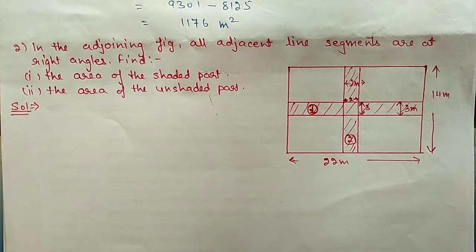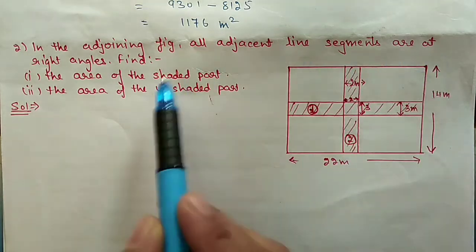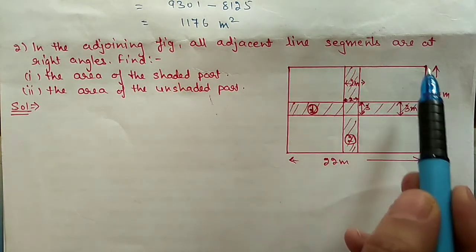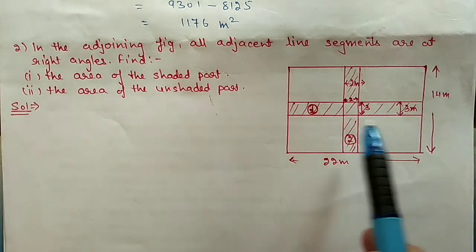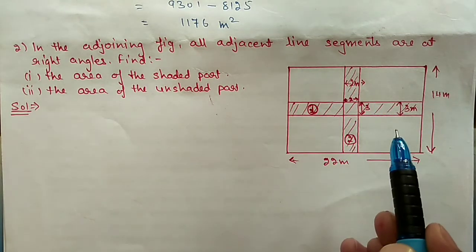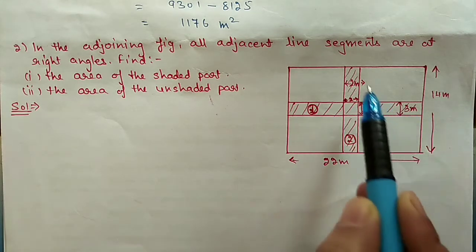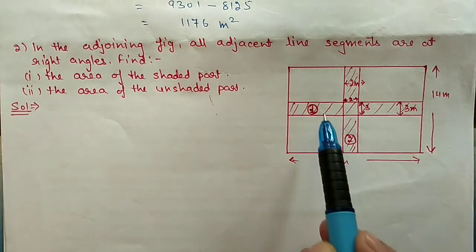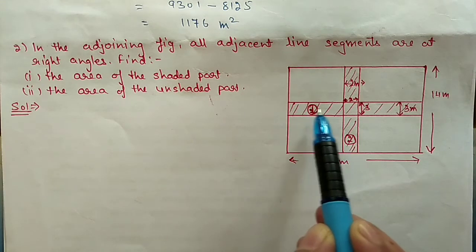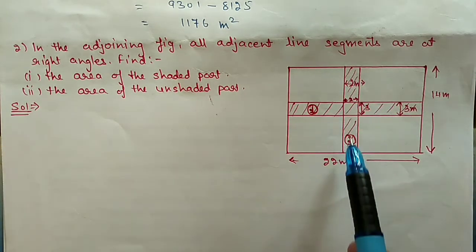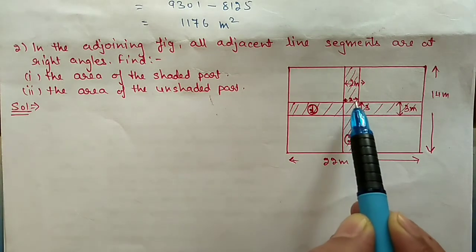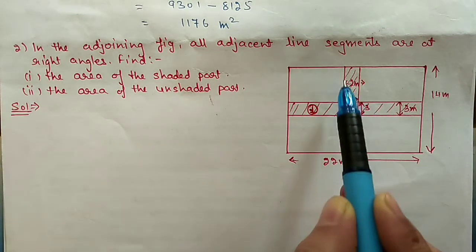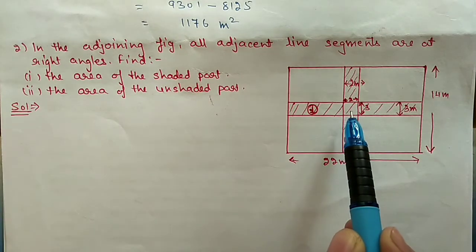Next, question number 2. In the adjoining figure all adjacent line segments are at right angle. Find the area of the shaded part and find the area of the unshaded part. So all line segments at right angle means these are rectangles. This is one big rectangle, this strip is also one rectangle, this is also one rectangle. So first we have to find the area of this shaded part. So this shaded part area is equal to the sum of the area of this rectangle and this rectangle, and this part we are calculating two times, with this strip and with this also. So once we will remove it.